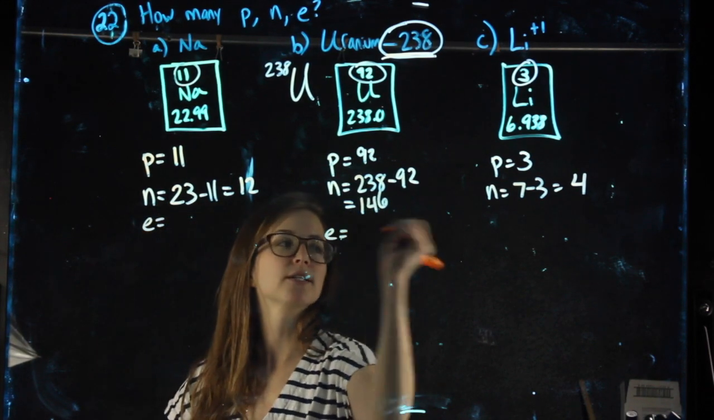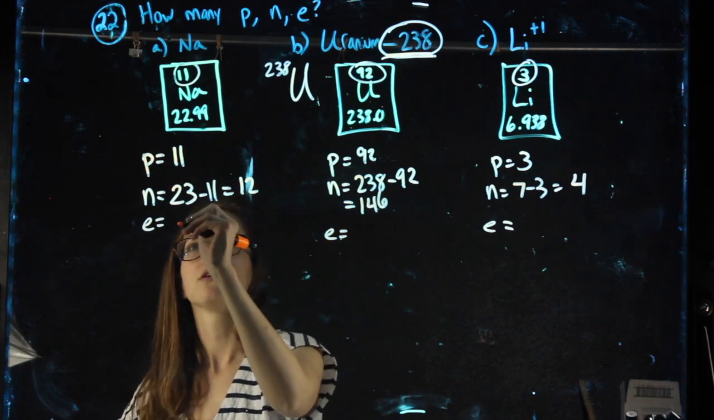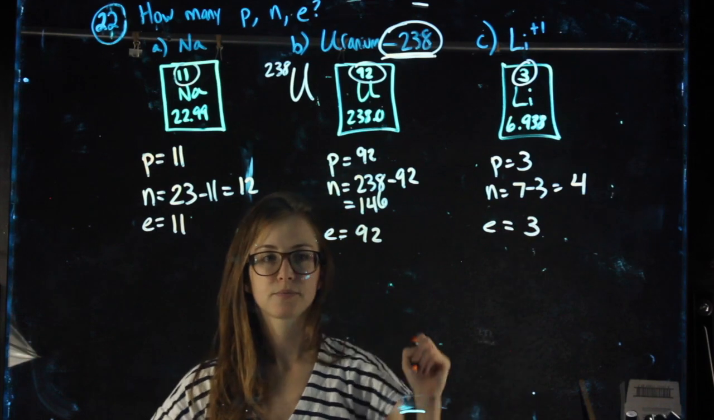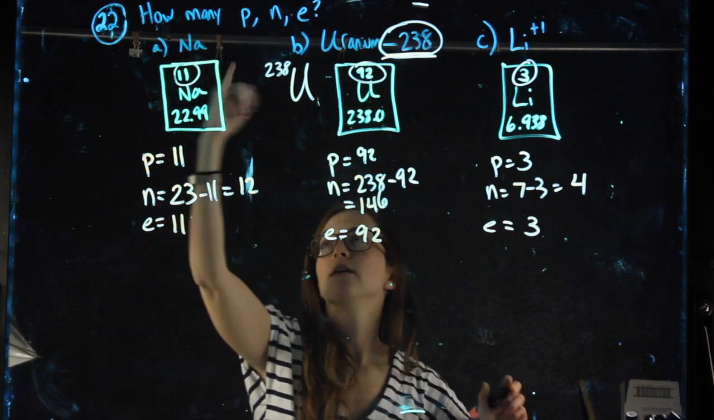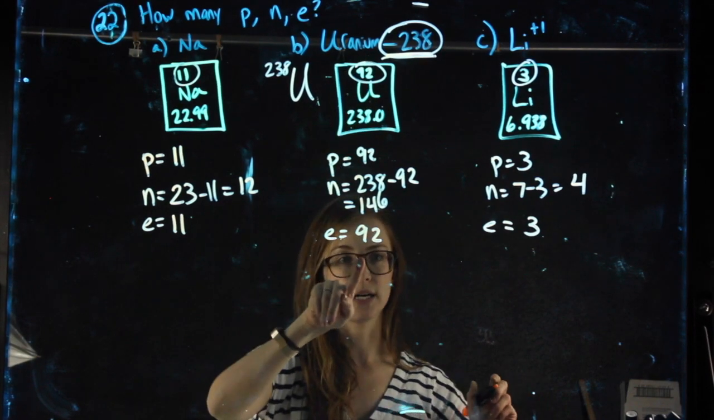Electrons, we're always going to start having our electrons be equal to our protons. But if it's an ion, this is not an ion, so we're done.